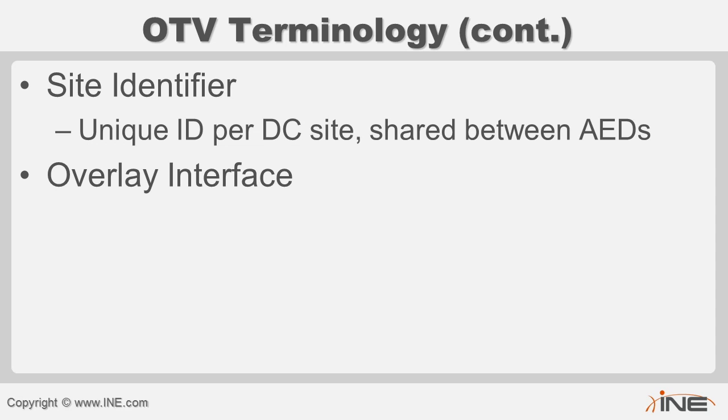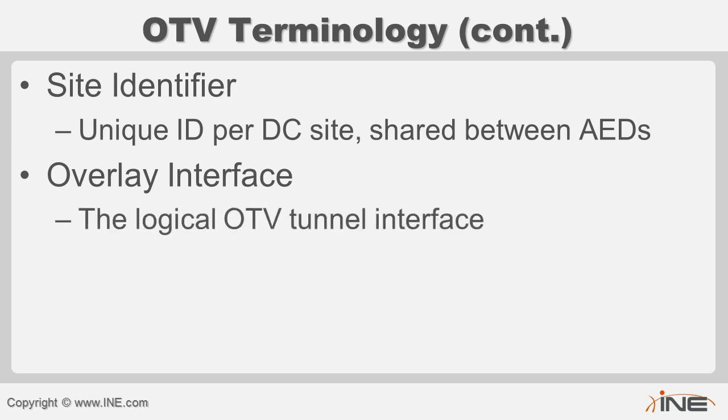We then have the overlay interface. This is the equivalent of our GRE tunnel interface. So this is the logical link that is going to be used for the tunneling. And then, of course, we have the physical link that the tunnel is going to run on top of. This is what we call the OTV join interface.